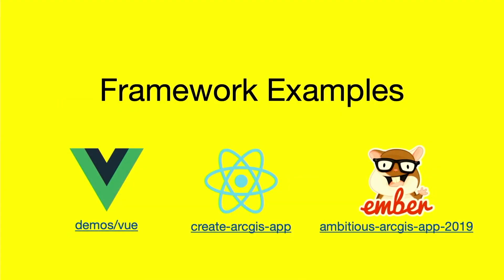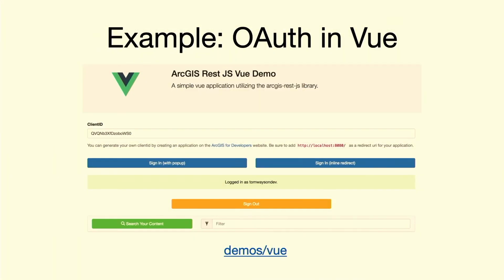So we've got some examples that use different frameworks. Some of them are inside the demos folder, like this Vue demo. And then we've got a couple of more full-featured applications that go beyond a demo, and we'll take a look at those. So first, the Vue demo is that same OAuth demo that we looked at earlier. It's just implemented in Vue, and this is a really great way, if you go look at this, to understand how you can tap into Vue's lifecycle methods to use Rest JS.